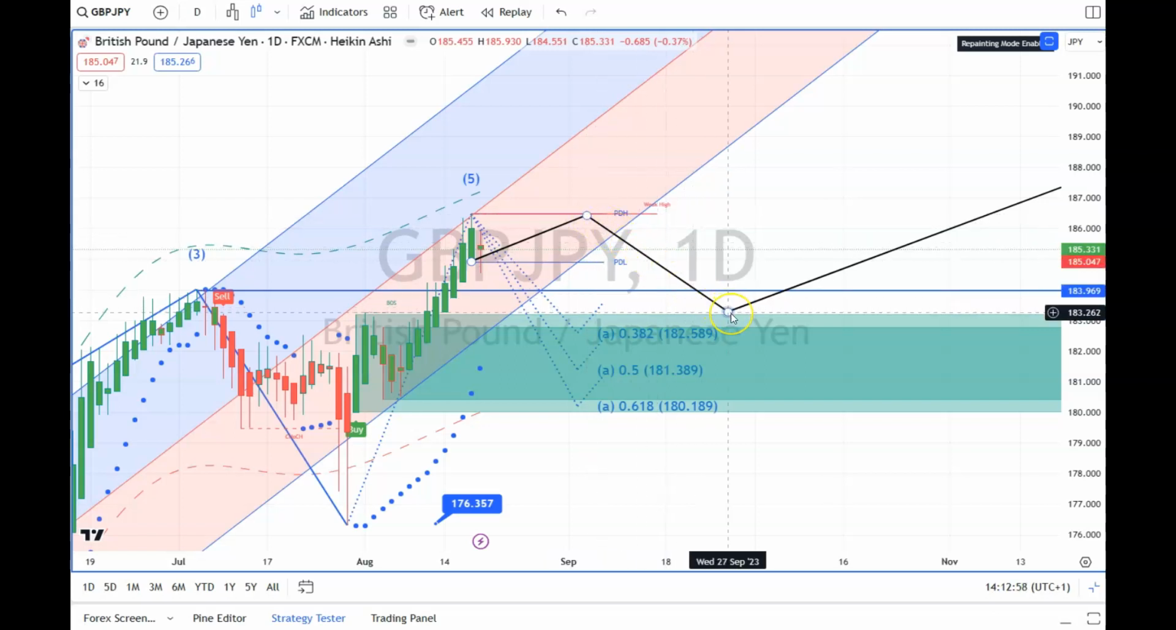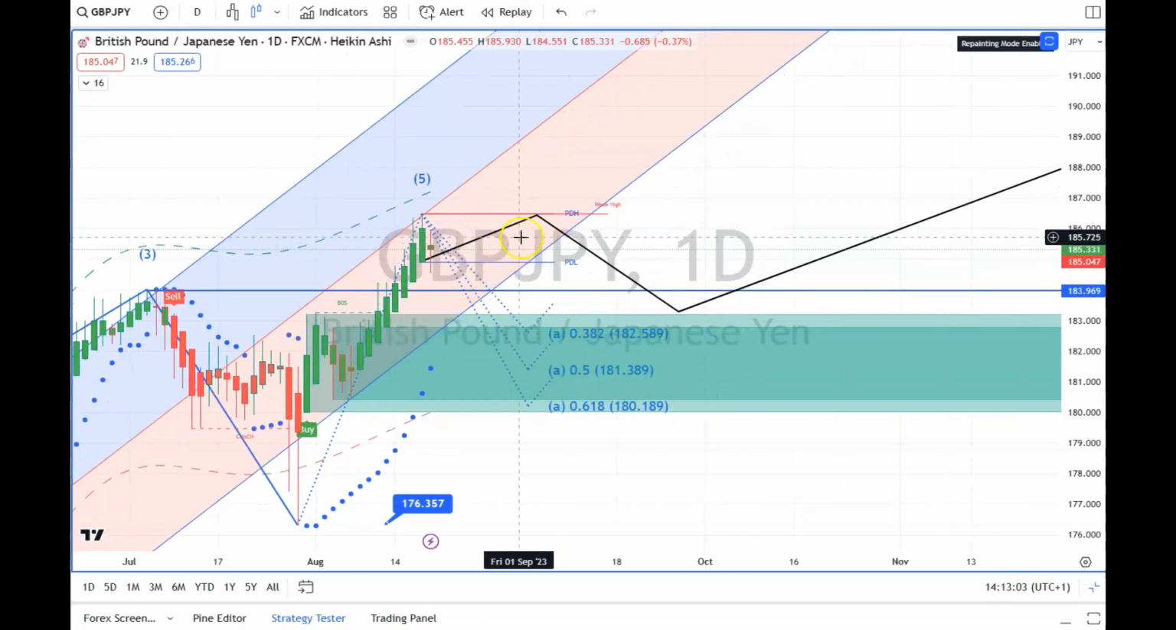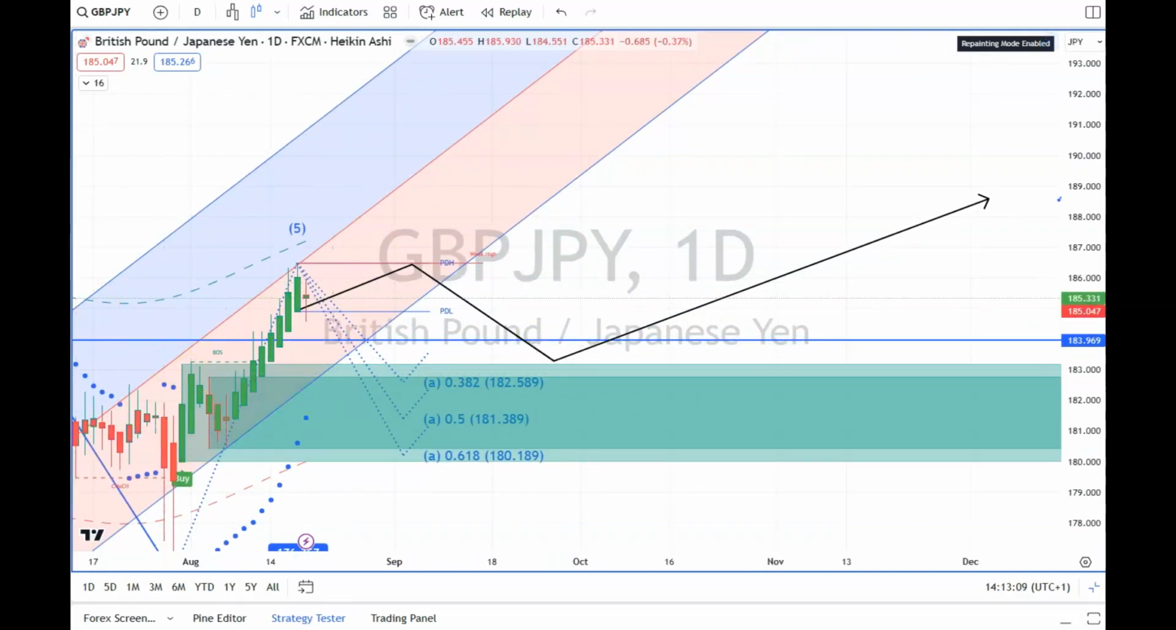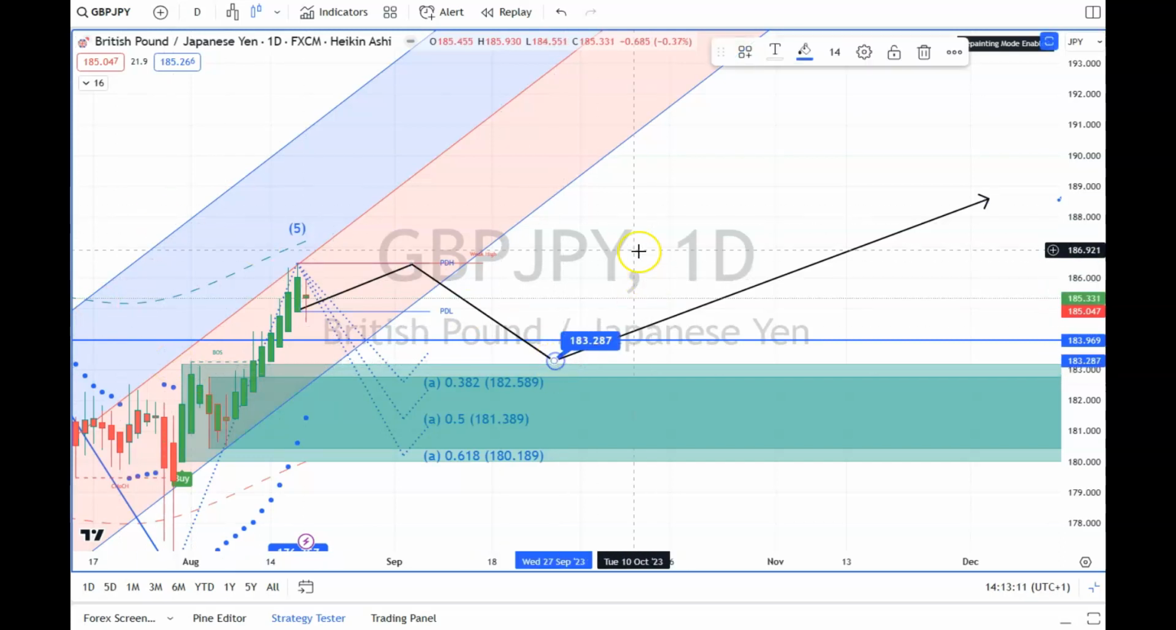But from here, I think things will change. So we are looking for changes. We are looking for initially all the yens to move down into a correction before it moves up. So the target for this week is probably going to be better at 183.28.